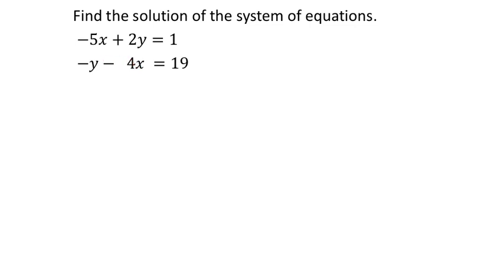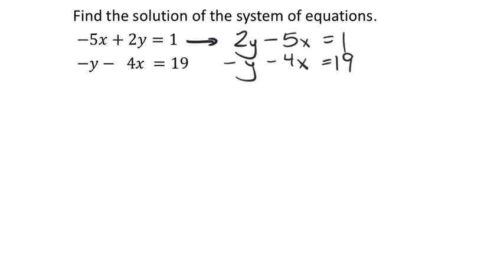So here's what I'm going to do. First, before I do any multiplication, I'm going to rewrite the top equation. It doesn't matter which equation. I'm going to rewrite it so that the x's and y's are aligned in columns. Meaning the 2y I'm going to write first, and it is positive because of the plus sign. And then the negative 5x I'll write second, shown as minus 5x. It'll still equal 1. Now we've got the other equation, negative y minus 4x equals 19.